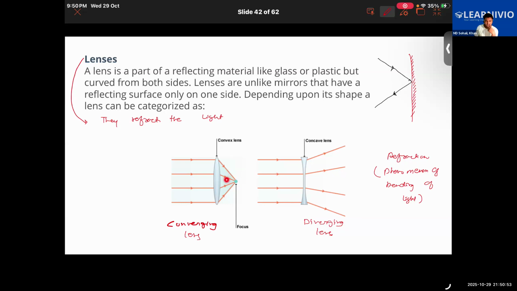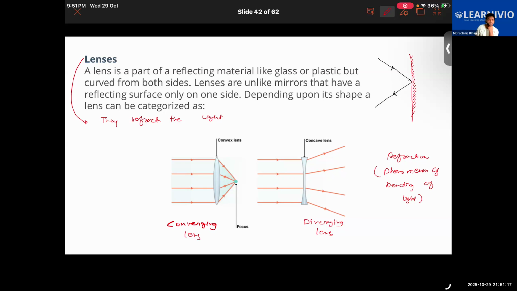In the water, you said that light bends. In a convex lens, the light bends in the focus. Basically, light is made to come to meet at a point. Here also it is bending, but here they are bending away from one another. But here they are all bending to come to meet at a point.